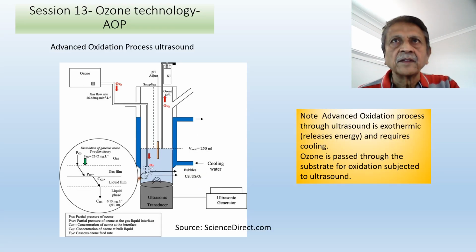This is another diagram using ultrasound to produce the free radical. If you notice, the ozone can be passed directly into the ultrasonic transducer, which produces the sound, and we will be able to use that water, which will contain the hydroxide free radicals, and any off gas is released into the atmosphere. Because this process is also exothermic and releases a lot of energy, they will have to use a cooling setup to cool the heat generated.